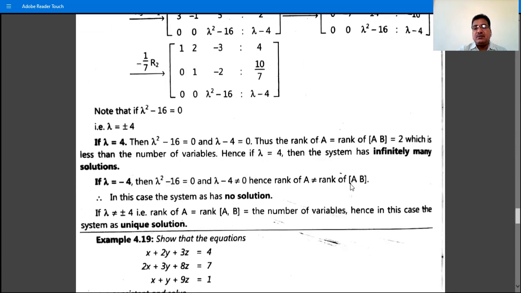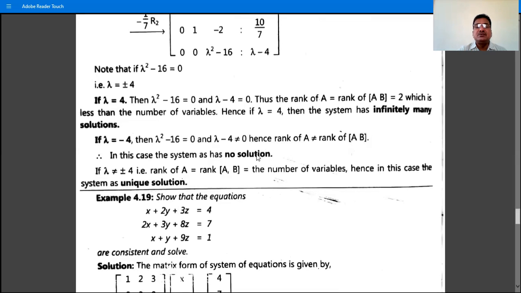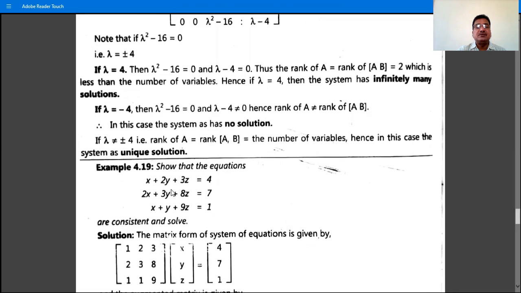That is, rank of A is not equal to rank of AB, and the system has no solution. That is, if lambda is minus 4, the system has no solution. And if lambda is not equal to plus or minus 4, then both lambda square minus 16 and lambda minus 4 are not equal to 0. In this case, rank of A is equal to rank of AB, which is equal to 3, the number of variables. Hence, in this case, the system has a unique solution.